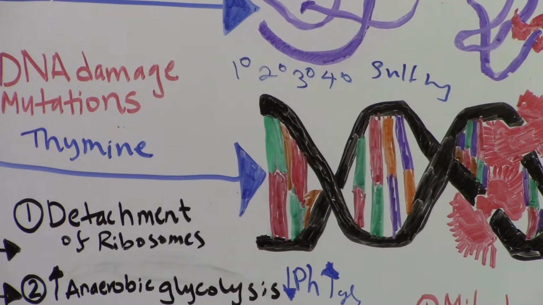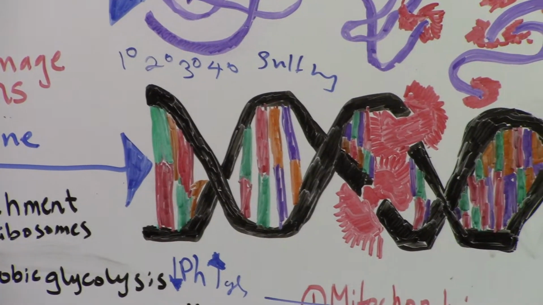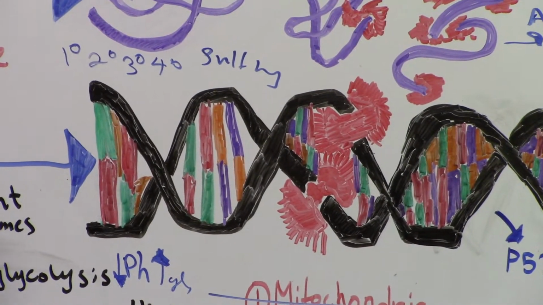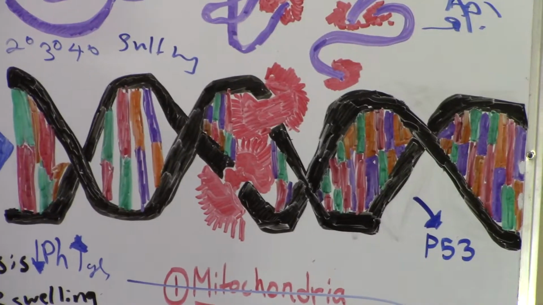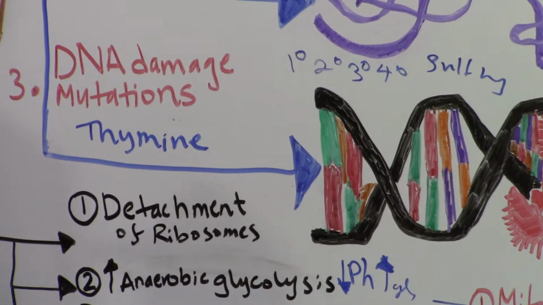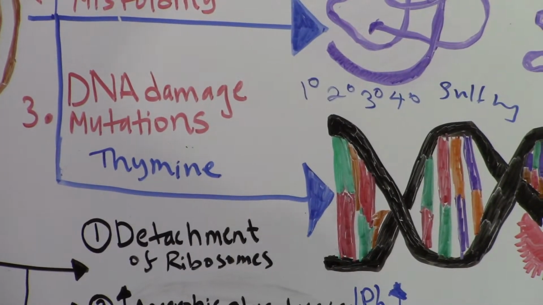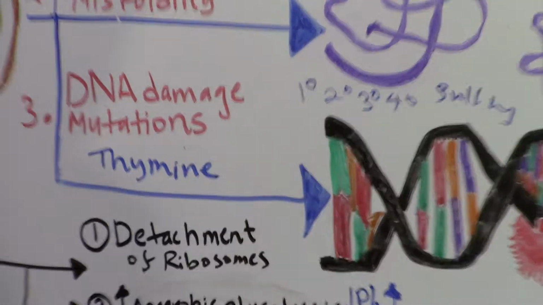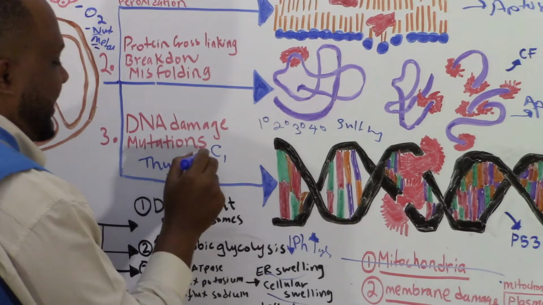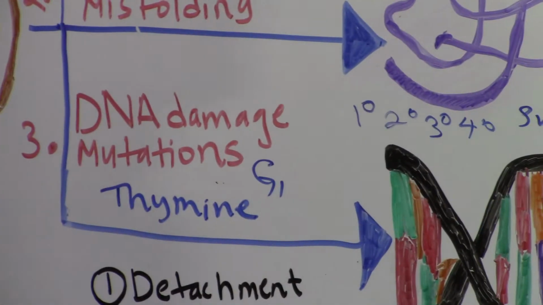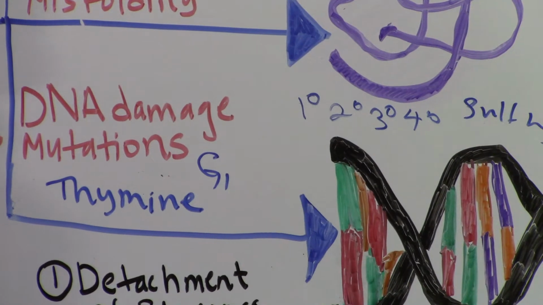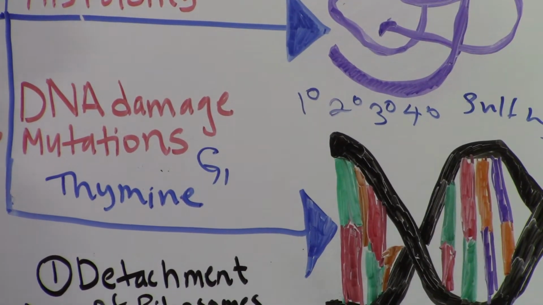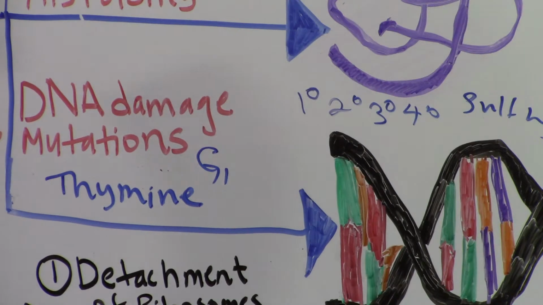will try to remedy the situation by triggering the P53 protein response. So the P53 protein will detect that the cell is undergoing DNA damage. So it will arrest the cell in the G1 phase of the cell cycle. The G1 phase is the phase where the cell repairs itself before it undergoes replication in the next stage, which is mitosis.